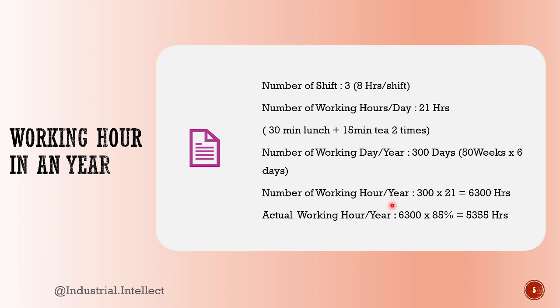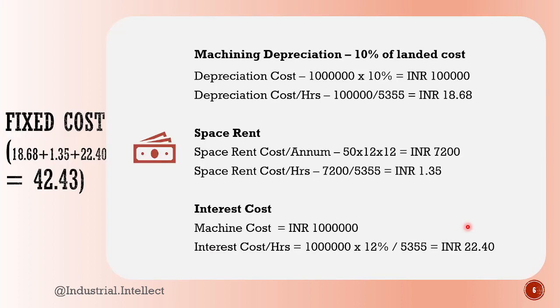Then the working hours in a year, as we shared, 21 hours in a day would be available, and then the total days would be 300 days. So then the total available hours would be 6,300 hours. And because of the 85% efficiency I have considered for calculation, because it will never be 100% as I explained earlier, considering that, the 5355 hours would be the actual hours available for that particular machine.